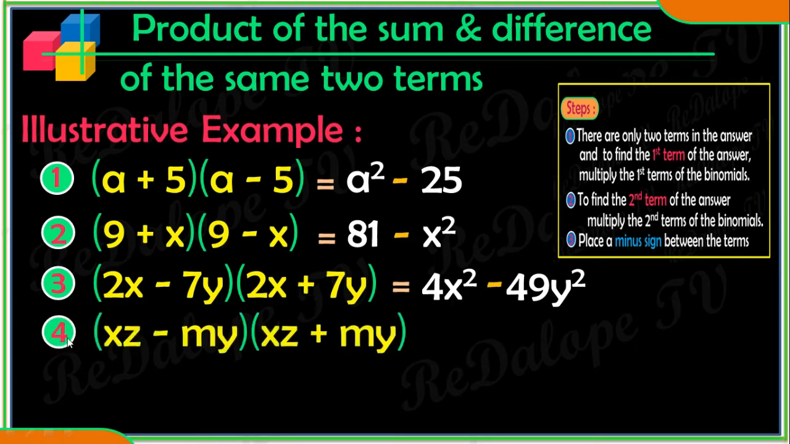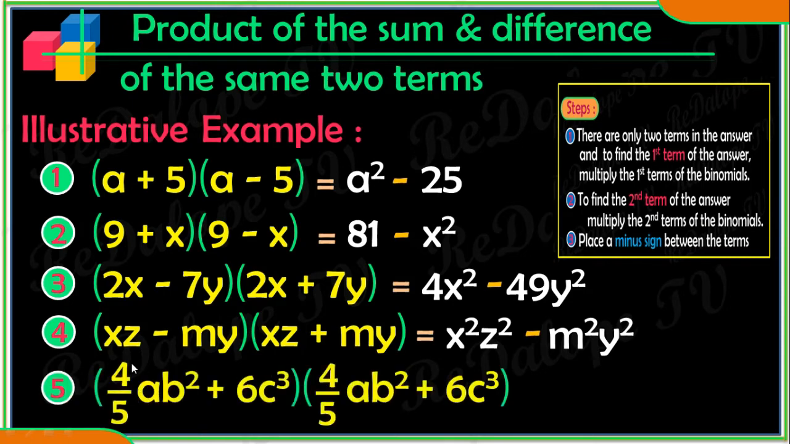So number 4 we have xa multiplied by xa, so that is equal to x squared a squared, and then my times my, so that is equal to m squared y squared, and place a minus sign between the terms. That is the same as negative times positive, so that is negative.